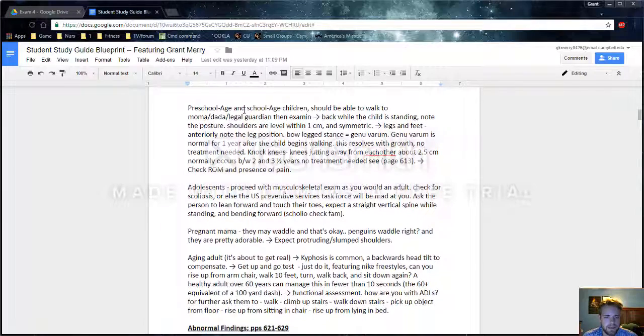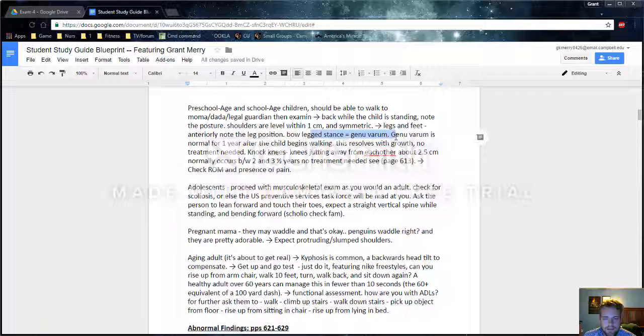By preschool age, you should be able to walk to mama, dada, or legal guardian. And note the back while standing. Note the posture. Shoulders should be within about 1 centimeter, and they should be symmetric. Legs and feet, anteriorly, note the leg position.